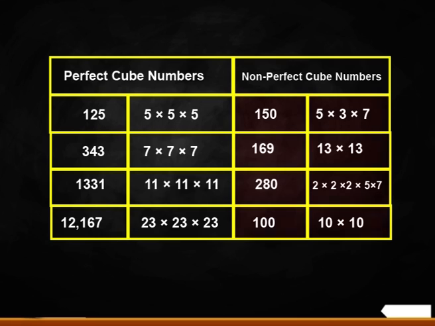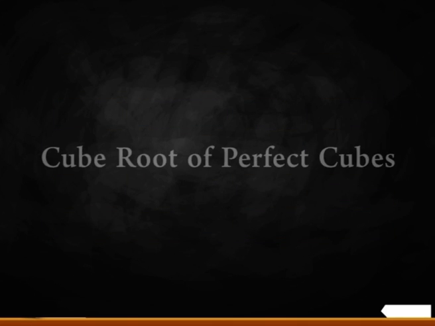You can see that the numbers on the right hand side of this table do not have exactly the same number of factors to give the number. But on the left hand side of this table, all the numbers are perfect cube numbers. Now you have learnt about cube root and a perfect cube number. Now let's move forward to find out the technique of finding cube roots of perfect cubes.